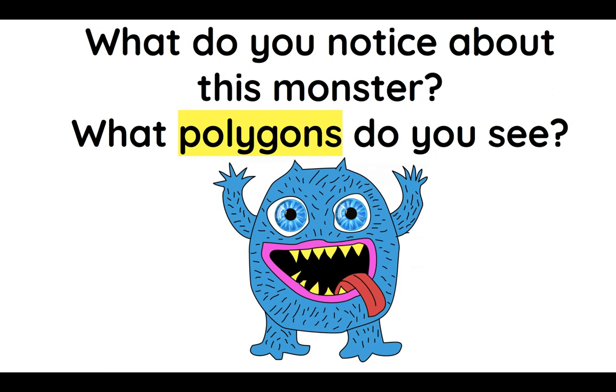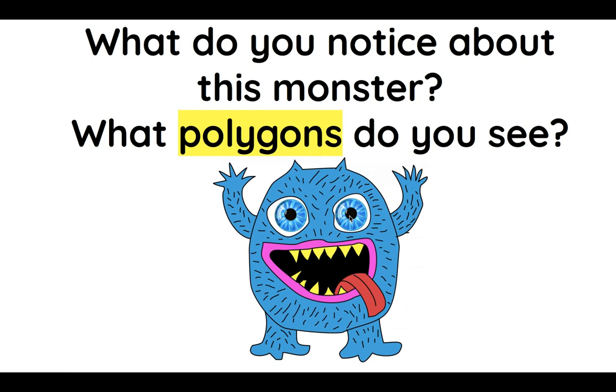Good, okay, so I want you to take a minute to look at this monster. What do you notice or what do you see? What are some different polygons that you see on this monster? I want you to look at the eyeball, the blue part of the eye, or the black pupil.